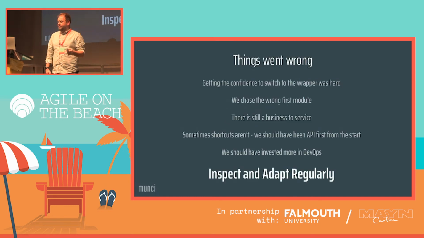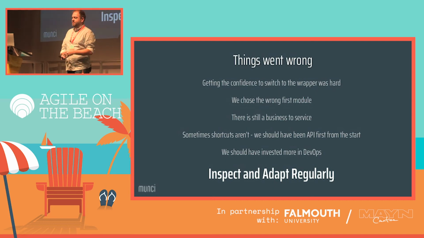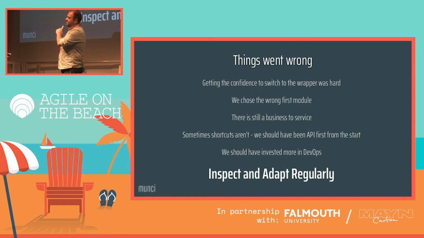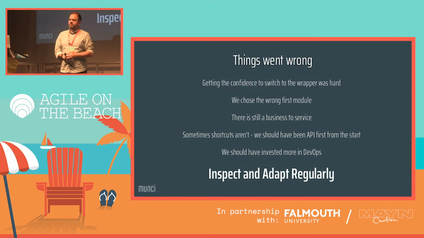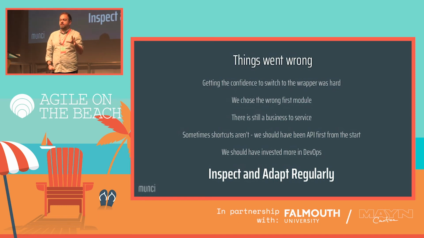Let's get on to the things that went wrong, because that leads nicely into this. Getting confidence to switch was hard. The hardest part of the entire thing was that entry point, the wrapper, which is just a reverse proxy. It's not a particularly complex thing. Initially we thought we could use something like HAProxy to do it, it's that thin in what it's trying to do. And there's another whole thing, with a beer later if you want, about why HAProxy didn't work because of Zope.